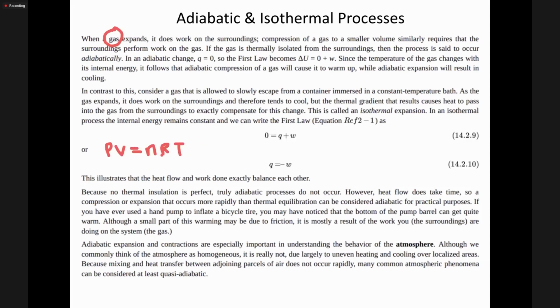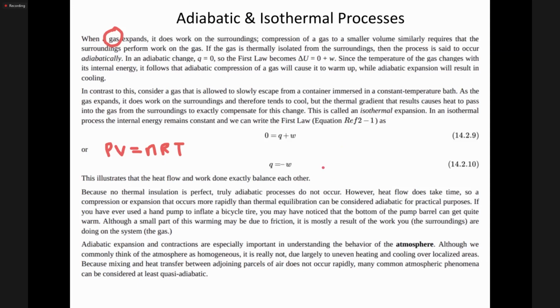So when a gas is expanding, it is doing some work on the surroundings. Here, the gas is the system, and the surroundings is the rest of the universe. Now, if the gas is expanding, it means it is doing some amount of work on the surroundings. On the contrary, when compression of the gas is taking place, the volume is decreased, which requires the surroundings to perform some work on the gas.